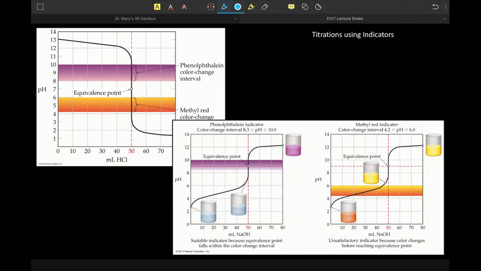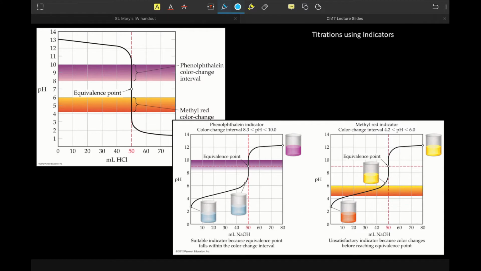Hello AP Chemistry and welcome to 17.3, which is, ding ding ding, the last of the discussions for Chapter 17. Thank goodness, huh? All right, so titrations using indicators.